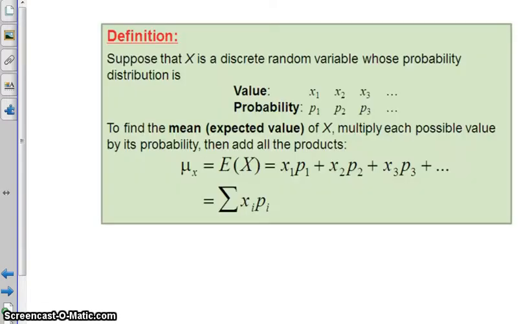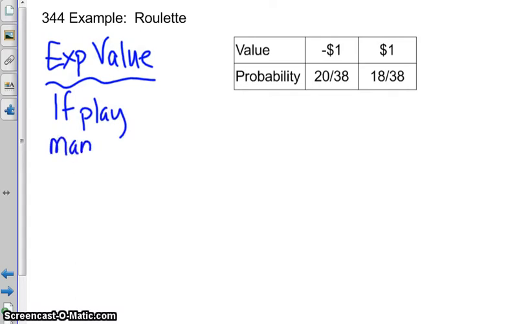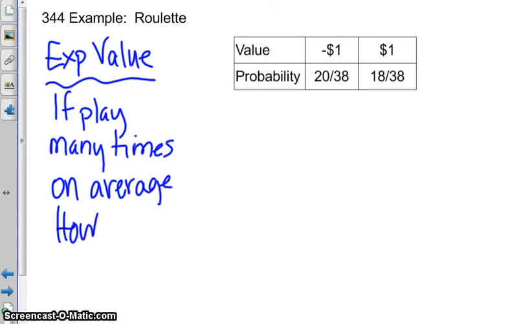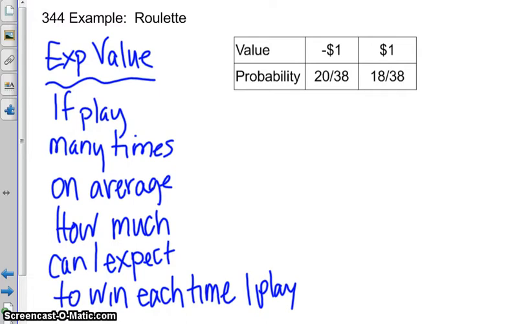Now, the next thing we want to look at is my mean, or expected value. Going back to this page, if I played roulette in Vegas for 3 days straight, and I talk about my mean or expected value, what I'm saying is, if I play roulette many times, so that's why I said 3 days, if I play many times, on average, how much can I expect to win each time I play? Not how much can I expect to win after 3 days, but how much can I expect to win each time I play.